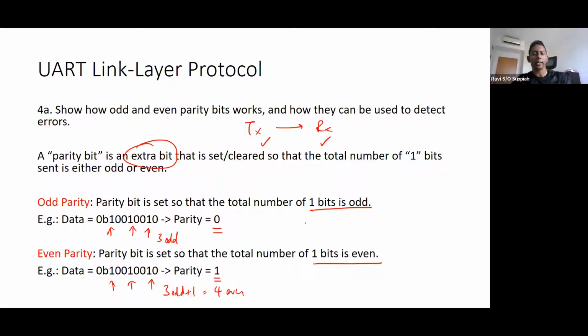Most serial blocks have a built-in parity bit generator. All you need to do is configure whether you want even parity or odd parity, or whether you want no parity. As long as you decide between even or odd, the hardware will automatically generate this bit and append it to your data packet. You don't need to do it explicitly. Most systems already have a built-in mechanism to provide this additional bit for you, but you just need to configure it in your registers.